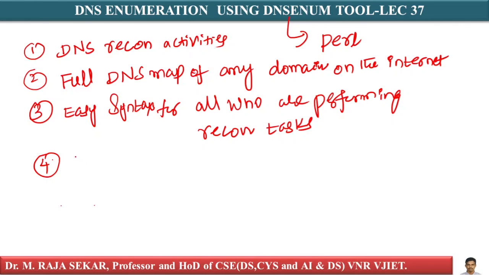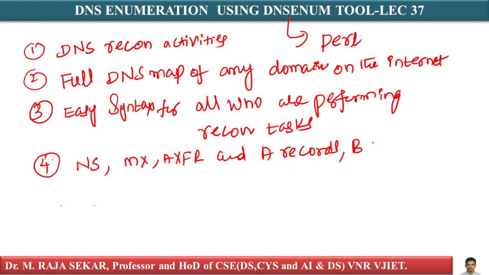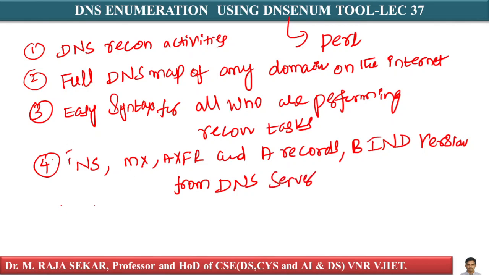This DNSenum tool is useful to fetch NS, MX, AXFR and A records. You can even fetch the BIND version from the DNS server. You can fetch all these things.